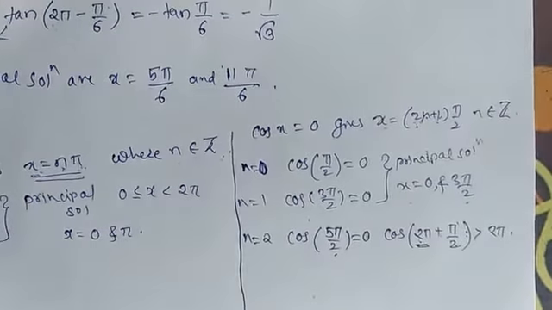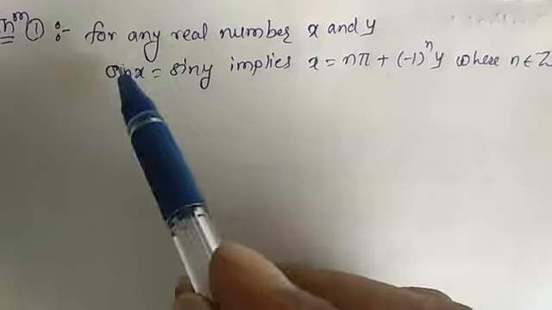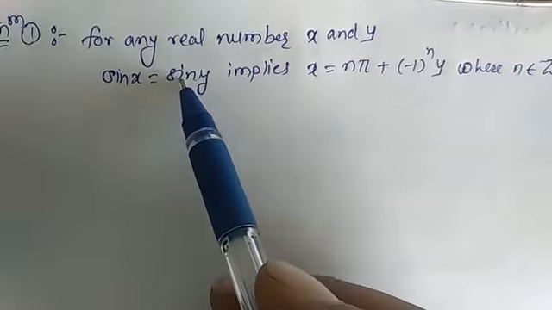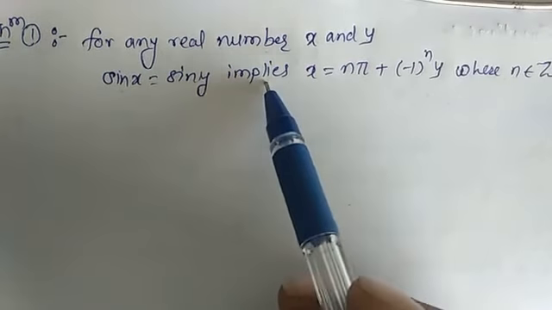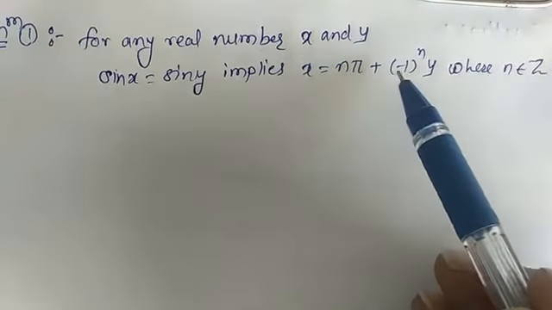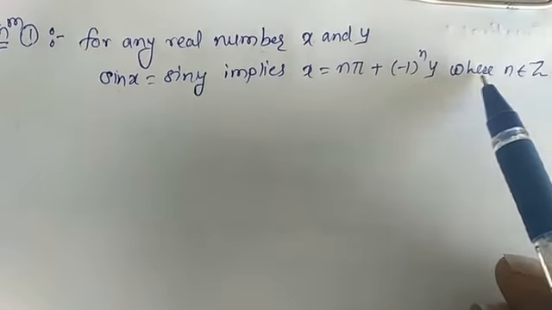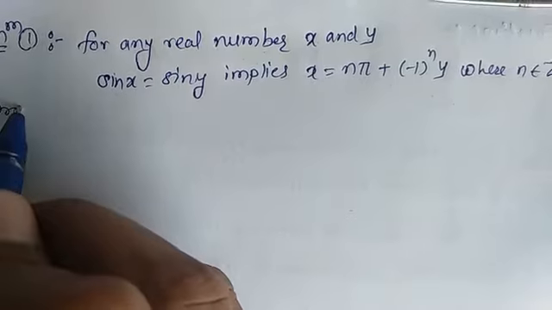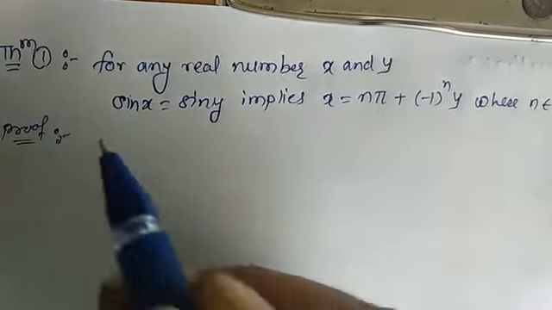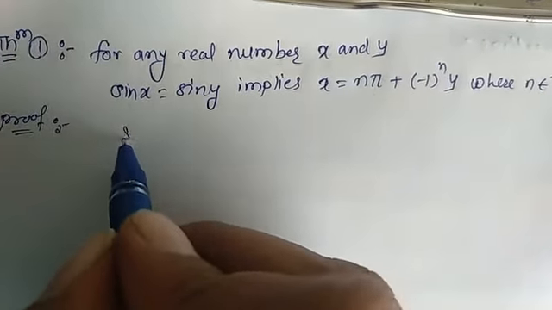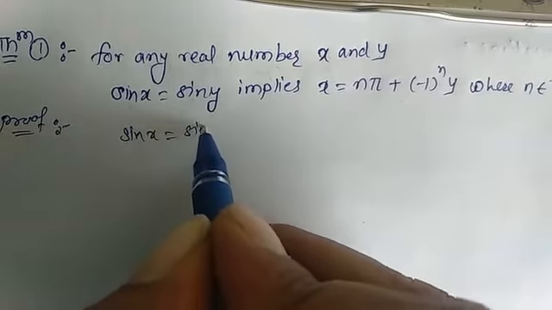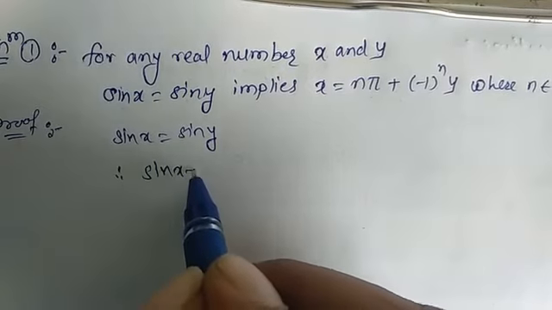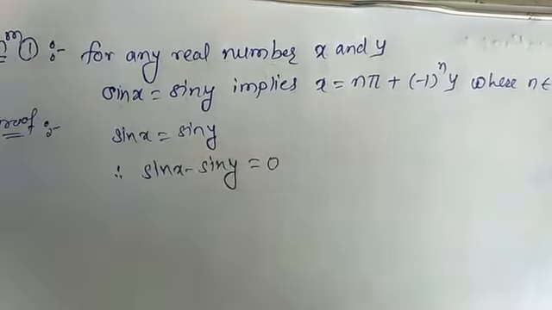Now consider the theorem. For any real numbers x and y, if sin x is equal to sin y, it implies x is equal to n pi plus minus 1 raised to n y, where n belongs to z. So in the proof, you can consider as given that sin x is equal to sin y, which implies that sin x minus sin y is equal to 0.